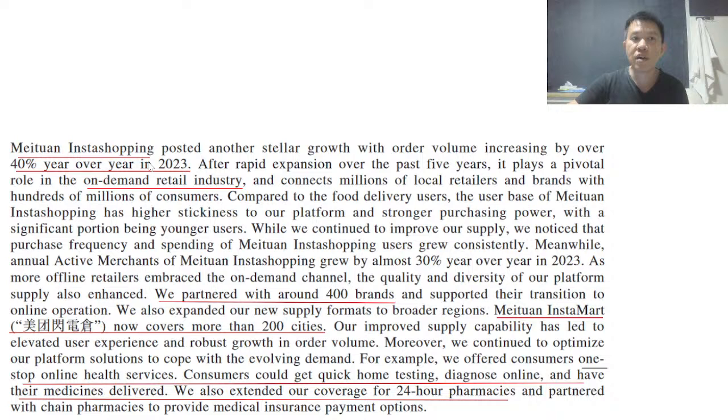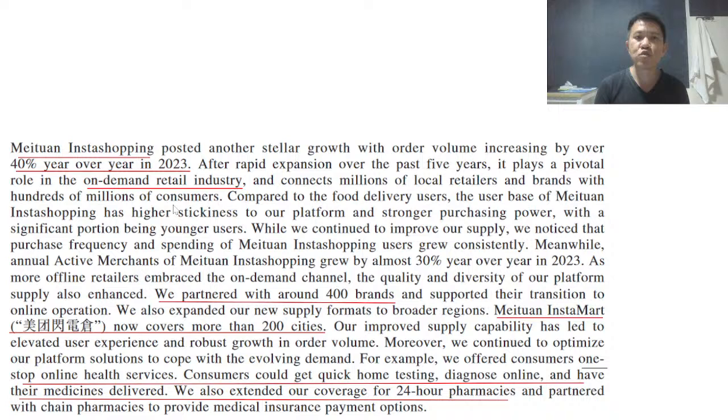So their new strategy is that they have their own Meituan retail shops. Meituan opens retail shops, partnering with 400 big brands to cover more than 200 cities. This is called InstaMart. So there are two different portions. Insta Shop, the original version, partners with thousands of supermarkets and provision stores.